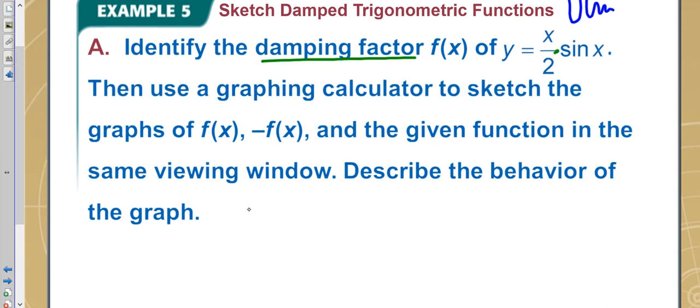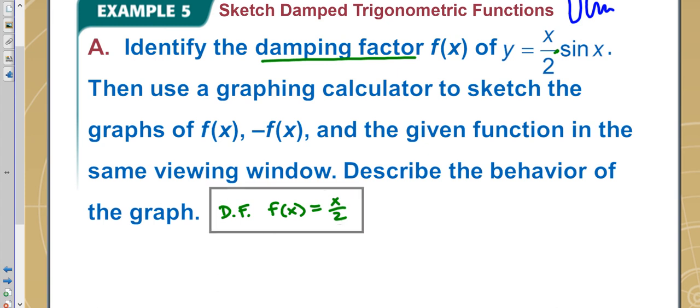So if you're going to write the damping factor, I'll just abbreviate. The damping factor would be, you would say f of x equals, it's the part that's not a part of the trig, which is x over 2. It's a second function that is not included with the trig. That's your damping factor. That's already the answer. We saw that x over 2 is not a part of the trig, so that's the damping factor.